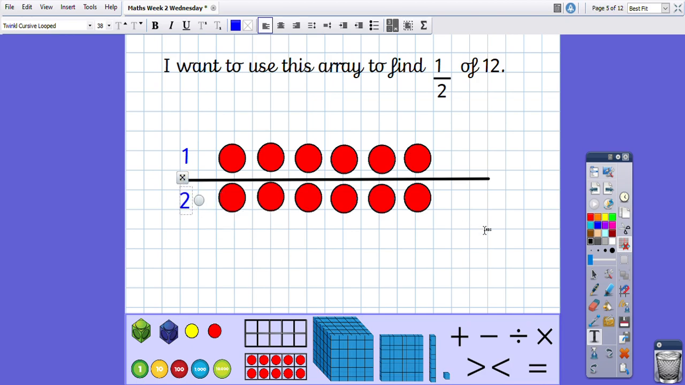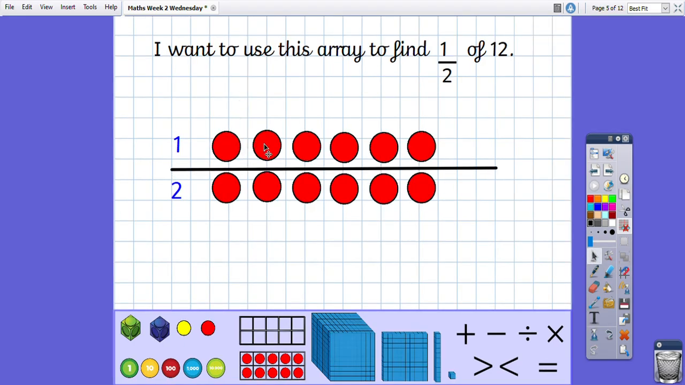How many have I got in group 1? You can count with me. I've got 1, 2, 3, 4, 5, 6. And in group 2, I've got 1, 2, 3, 4, 5, 6. They are equal. So 1/2 of 12 is 6.